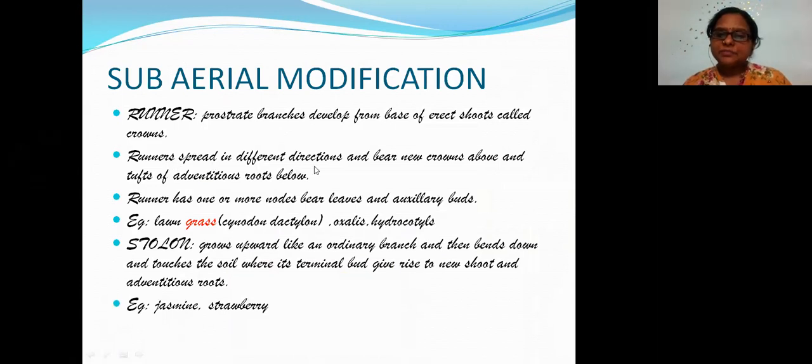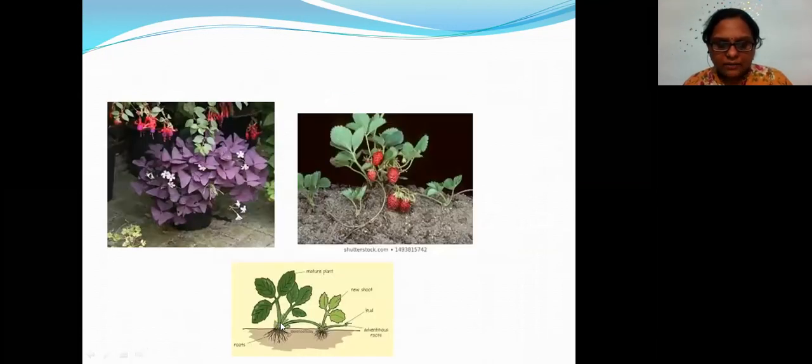So runners spread in different directions and bear new crowns above and tufts of adventitious roots below. How will they be, students? See here, I'll just show you. You will have a small crown with a tuft of roots down. From the base of the crown, the runner comes. Then again you will have a small crown with a tuft of roots. You will have a crown on the top and down you will have a tuft of roots. From the base of the crown, the new runner comes out. So it's not like it is completely underlying the soil.